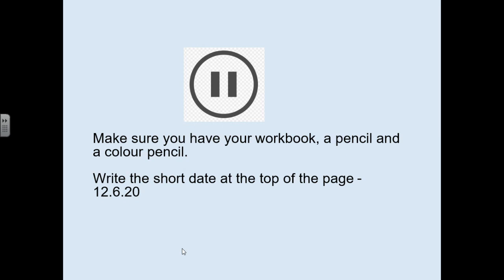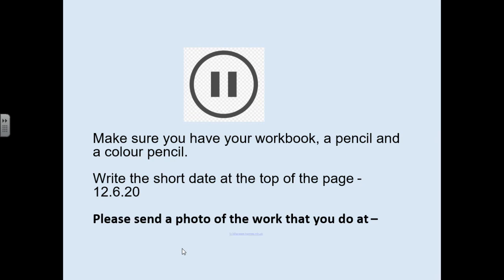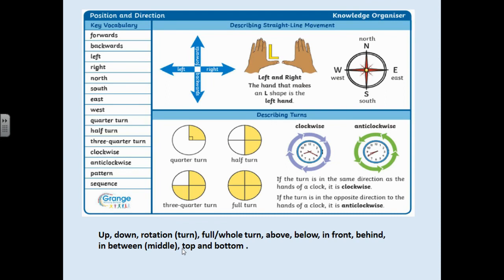Right, pause the video and please make sure you have your workbook, a pencil, and a colour pencil or a different coloured pen to mark your quiz with. Write the short date at the top of the page, 12.6.20. Once you have finished your work, please send a photo of your work at year2@grange.harrow.sch.uk.